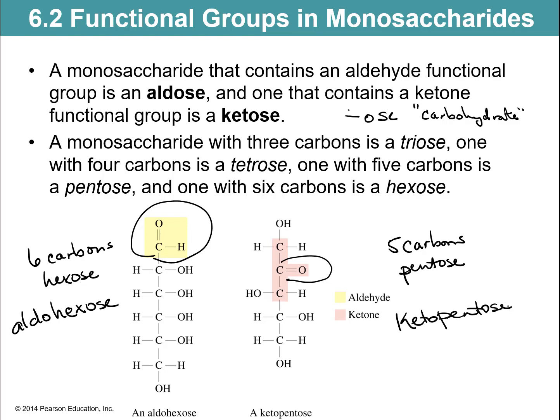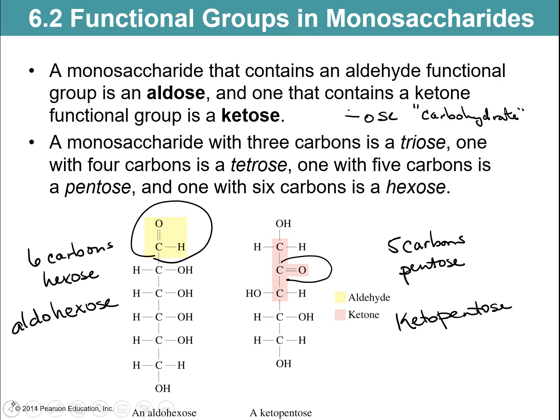So all you'd have to do is count the number of carbons and then look where the double bond oxygen is. If it's on the end, it's an aldo. If it's in the middle, I will tell you it'll either be on the carbon at the end or on the second carbon. If it's on the end carbon, it's an aldo. If it's on the second carbon, it's a keto. And then just name it according to how many carbons are in the chain.